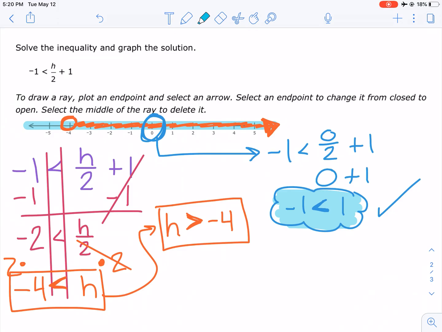Remember, if you see something in your check that says something ridiculous, like 10 is less than 2 or something like that, we know that something is wrong either with our solving or with our shading. So you need to go back and reassess all of the work that you did, or maybe even start over.